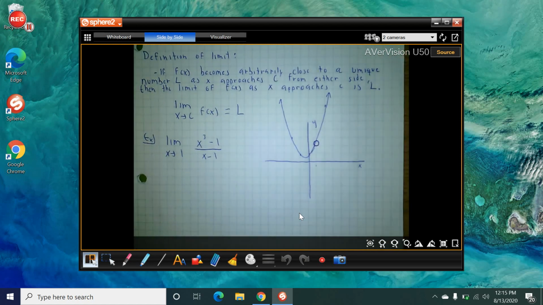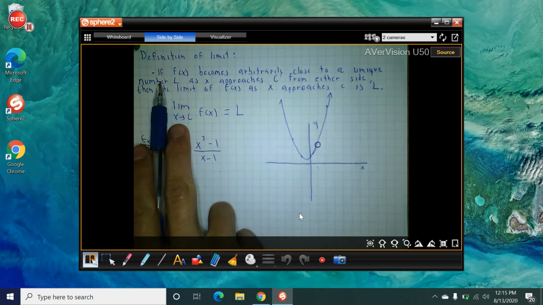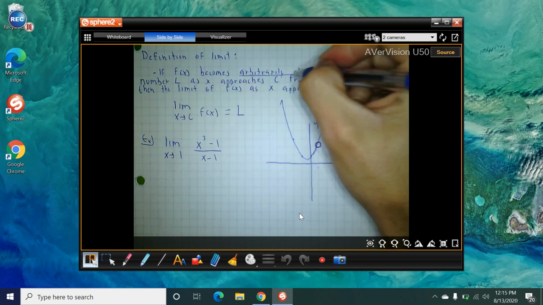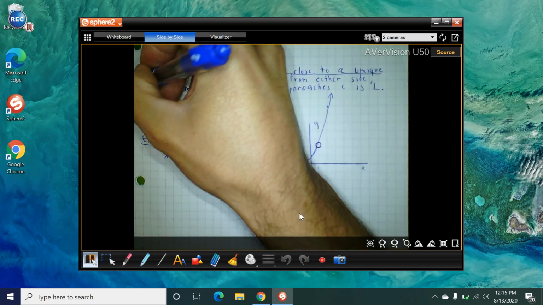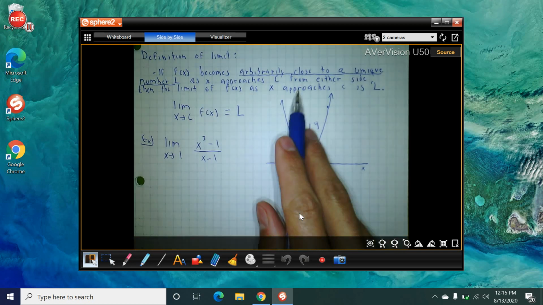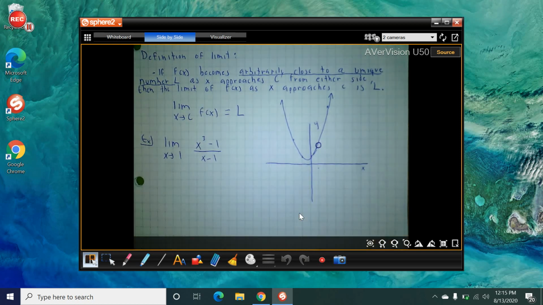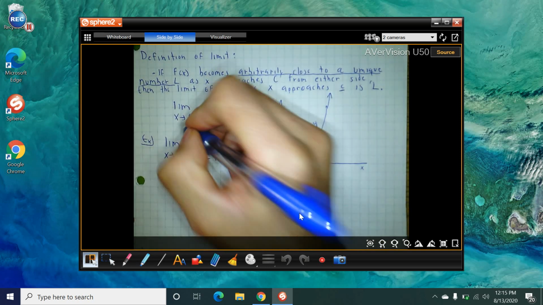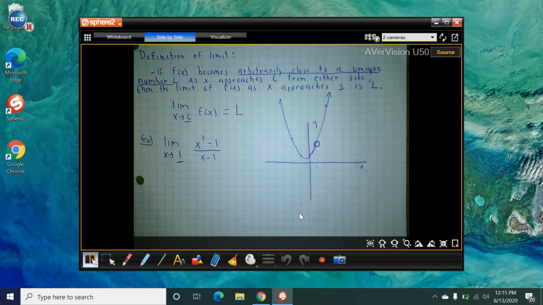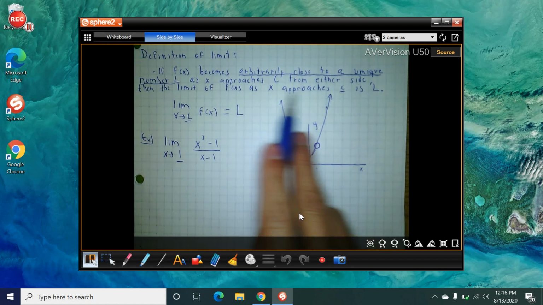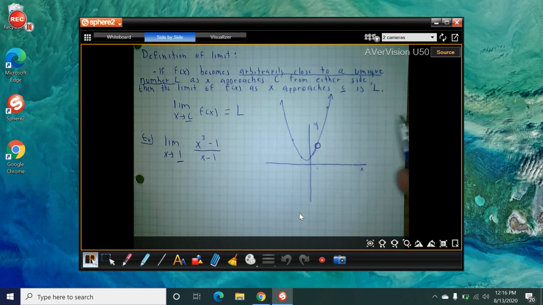Okay. The definition says, if f of x becomes arbitrarily close to a unique number L as x approaches c from either side, then the limit of f of x as x approaches c is L. Okay, so let's talk about what everything means. Okay, c, if you go back to here with the translation, c for us would be the 1, right? So it says, as you approach c. Now notice how the definition is as you approach c from either side. So what does that mean? From either side, that really just means from left and right.